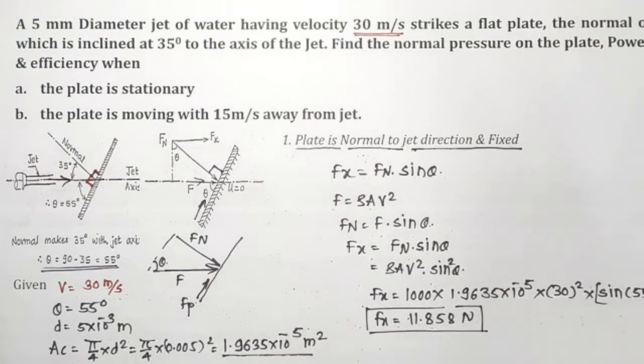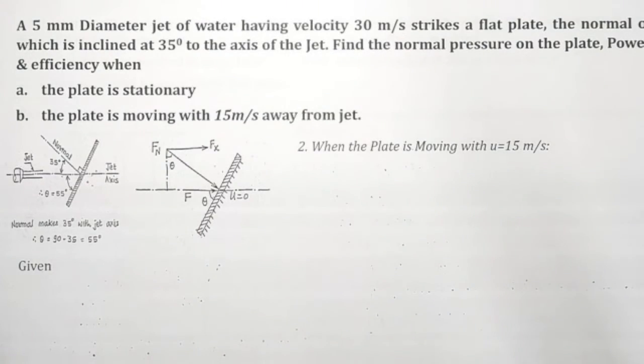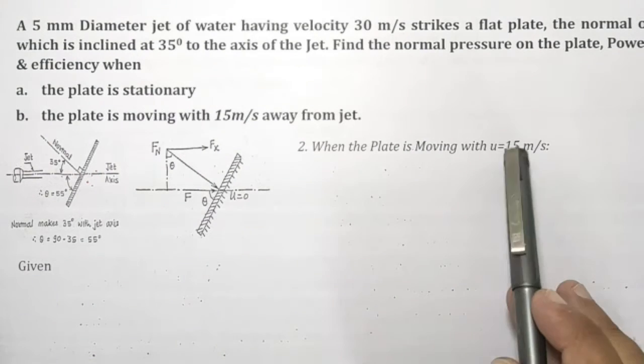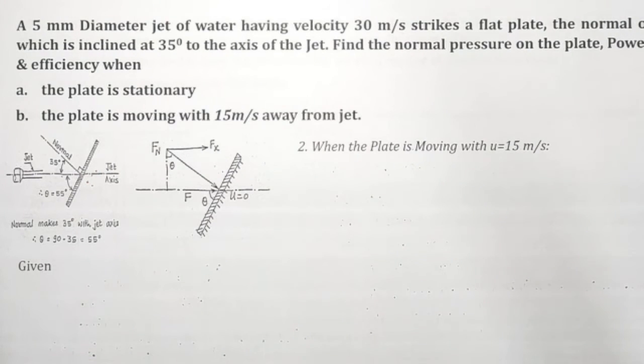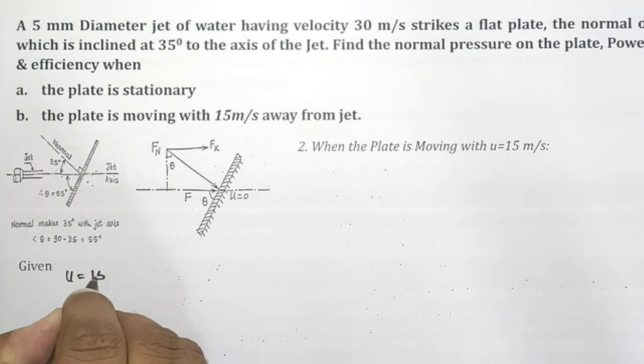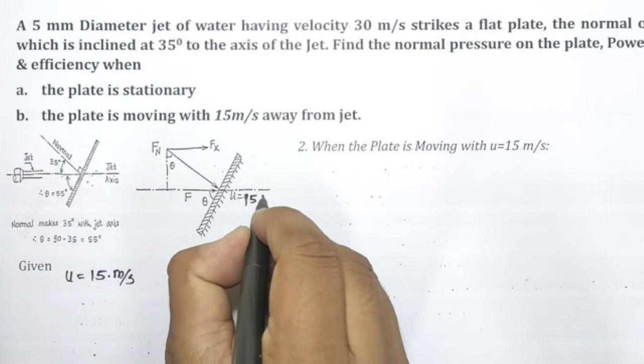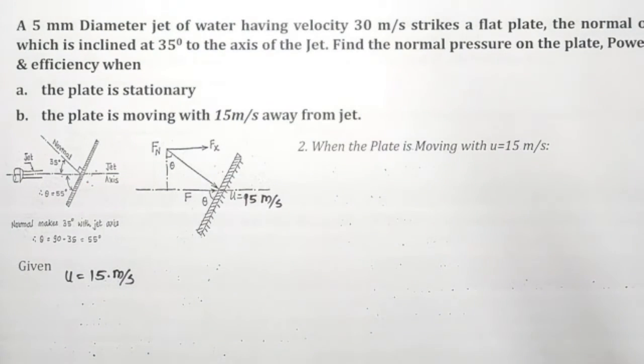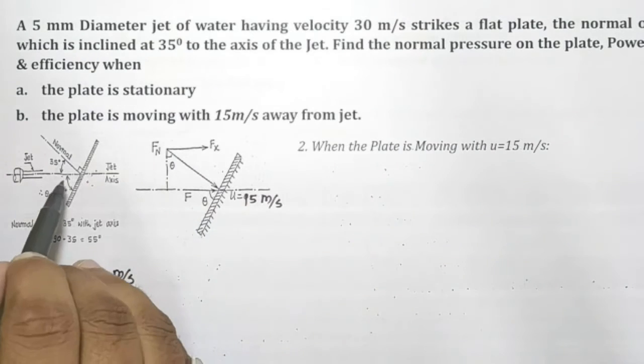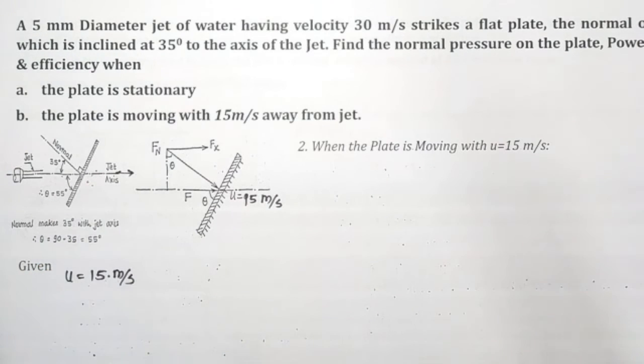Now the second condition is that we have to find out the force exerted on a plate when the plate is moving with velocity 15 meter per second. So here u is given as 15 meter per second. This is your case number 2. The plate is moving with 15 meter per second as a velocity, and it is away from the jet, obviously in this direction.